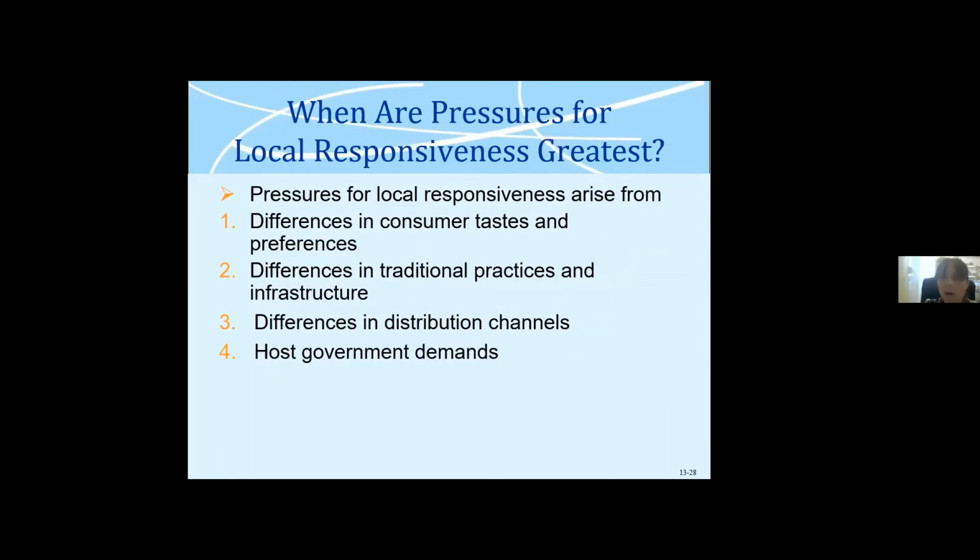Another question: when are pressures for local responsiveness greatest? Pressure for local responsiveness arises from national differences in customer tastes and preferences, in infrastructure, in business practices and distribution channels, and from host government demands. Responding to pressures to be locally responsive requires a firm to differentiate its product and marketing strategy from country to country in order to accommodate these factors, all of which tends to raise the firm's cost structure.